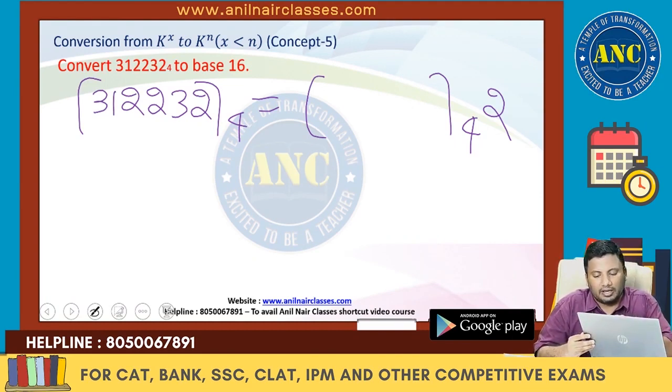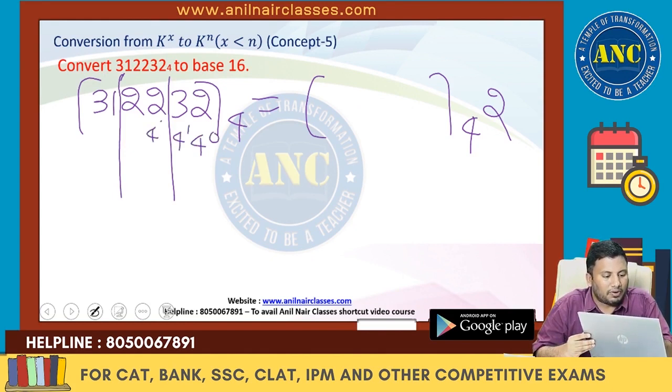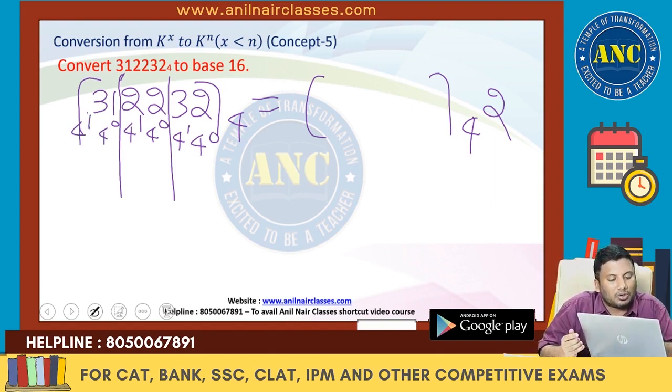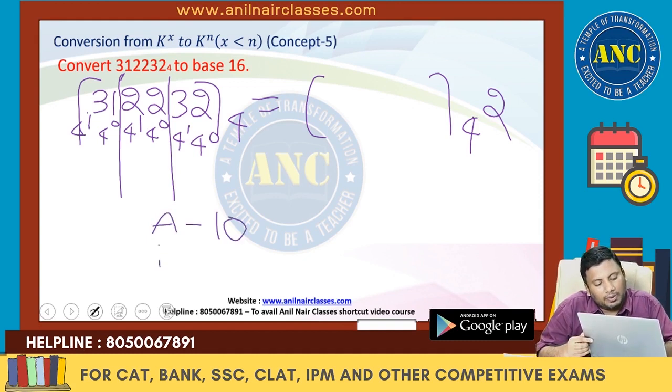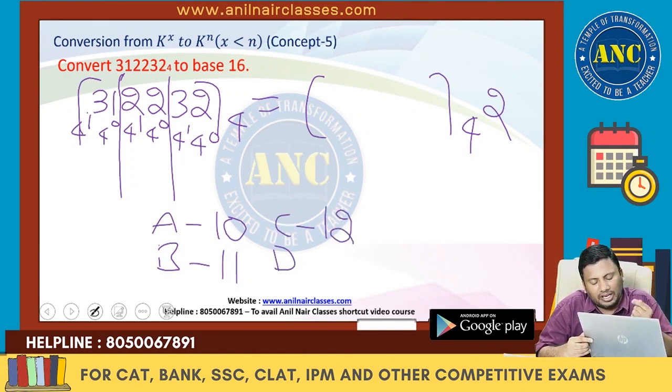4 and 4 square. So take a group of 2. I think I took a group of power of 2. These are nothing but 4 power 0, 4 power 1, 4 power 0, 4 power 1, 4 power 0, 4 power 1. 4 3s are 12. 12 plus 2 is 14. A is 10. B is 11. C is 12. I think I made the mistake of doing it with 2. God knows why I did that. D is 13. E is 14.